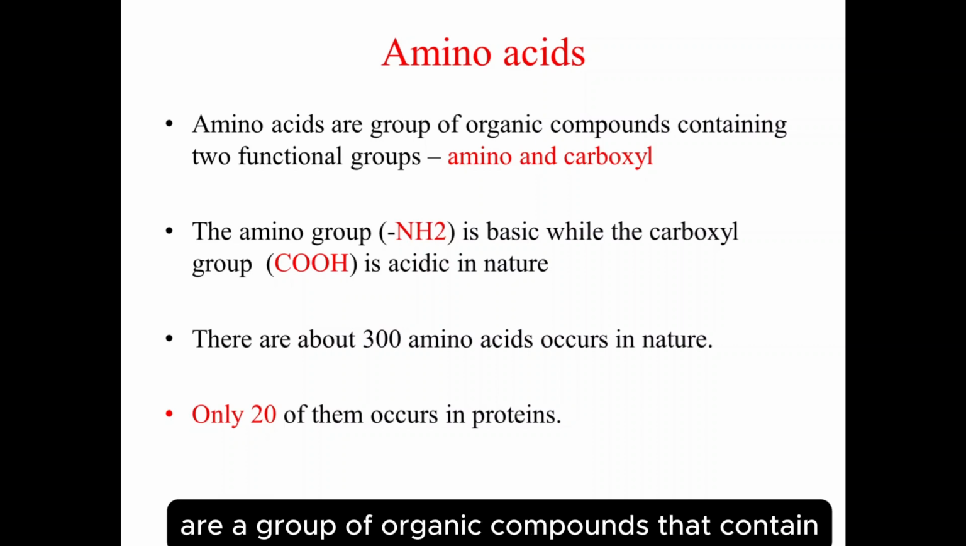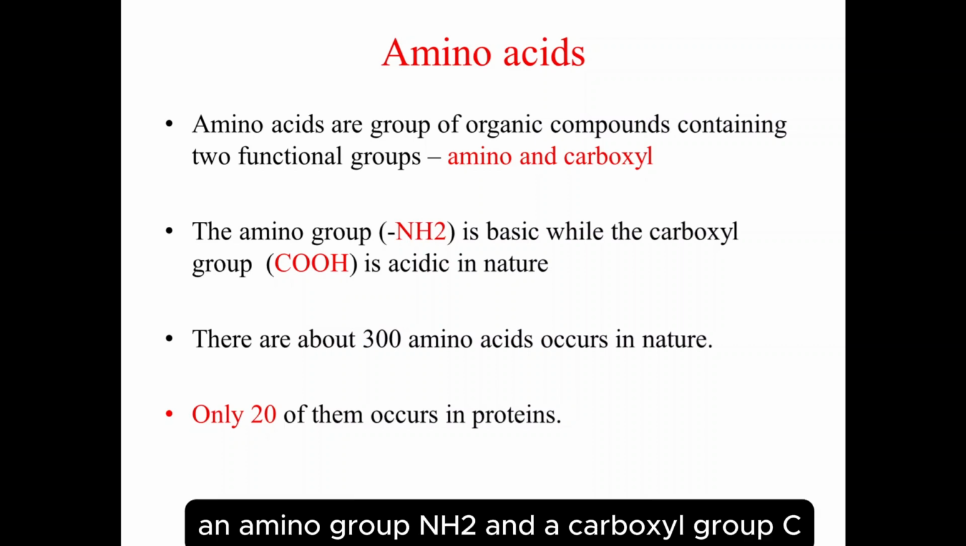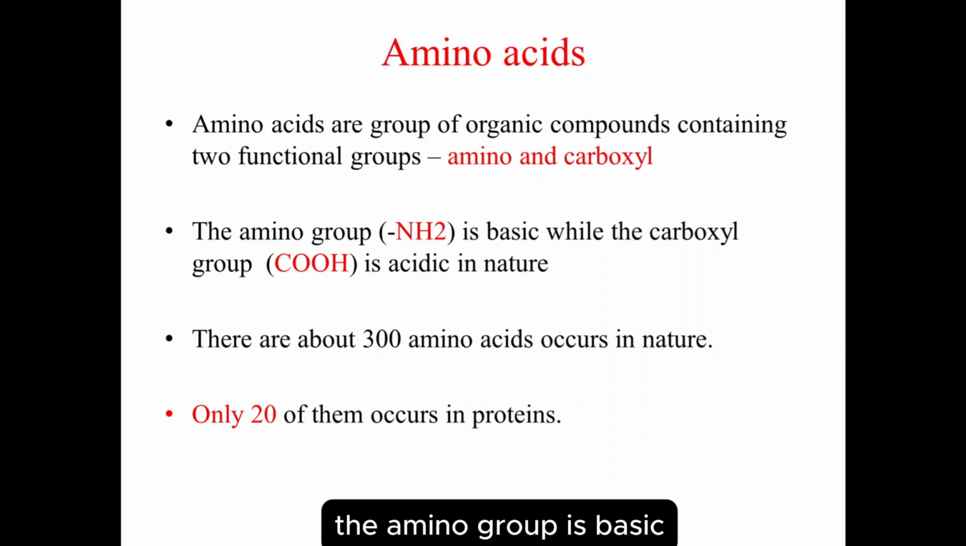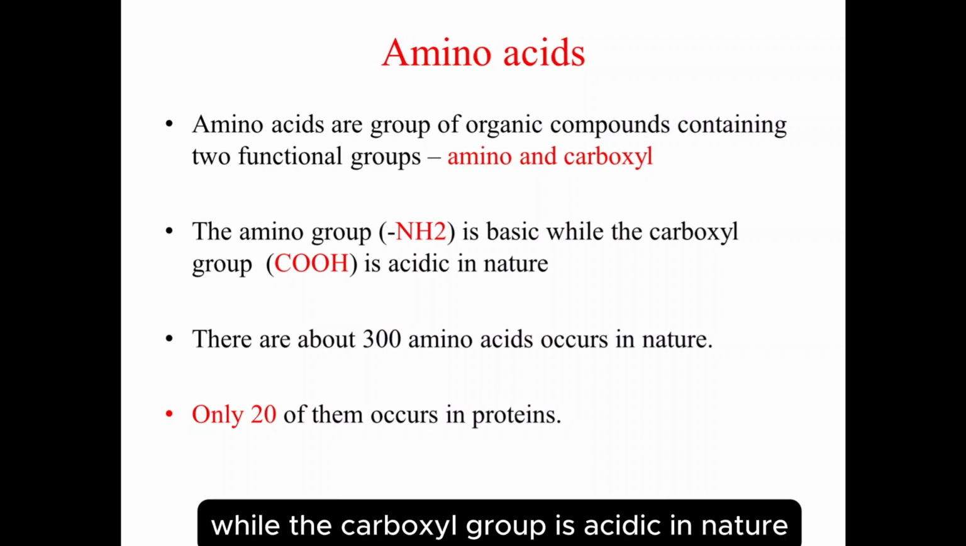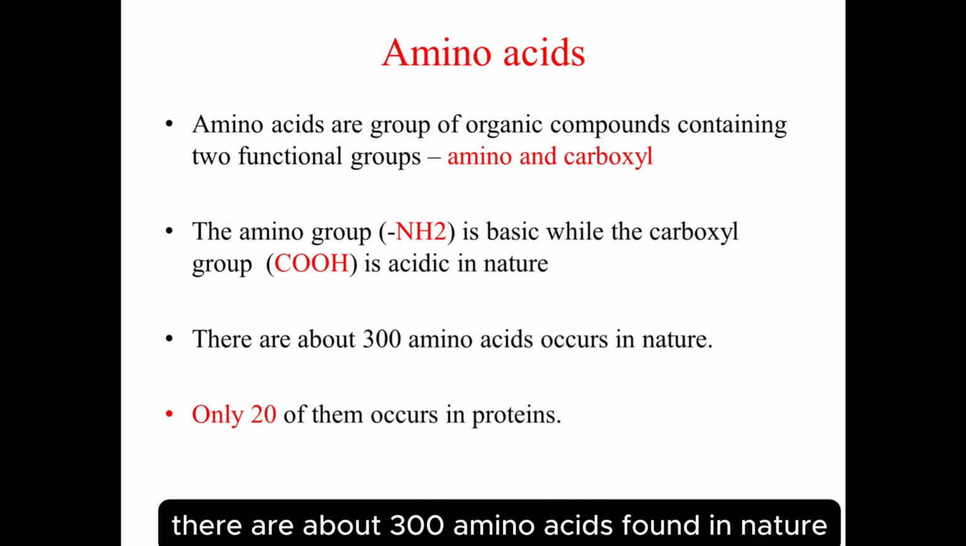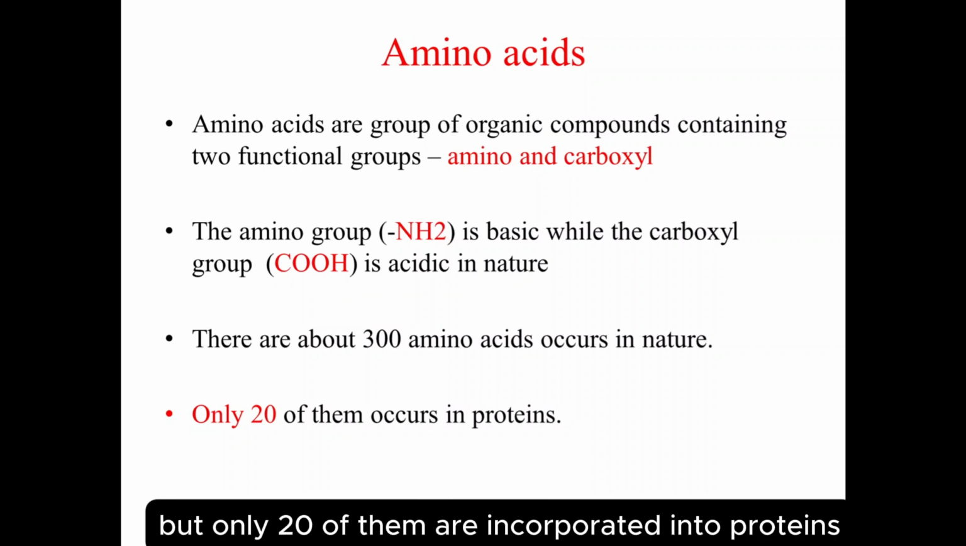Amino acids are a group of organic compounds that contain two functional groups, an amino group, NH2, and a carboxyl group, COOH. The amino group is basic, while the carboxyl group is acidic in nature. In total, there are about 300 amino acids found in nature, but only 20 of them are incorporated into proteins.